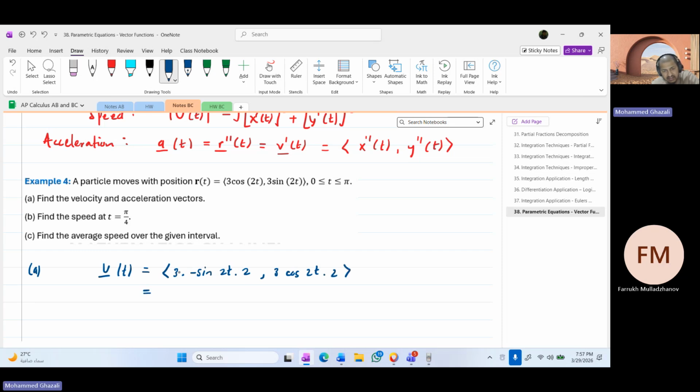Right, so let's simplify this. That's minus 6 sin 2t and 6 cos 2t. Are we good? Make sense? Yeah, makes sense. And you have to use these bracket notations. This represents vectors, okay? This is a notation for vectors. You can't use round brackets like this.